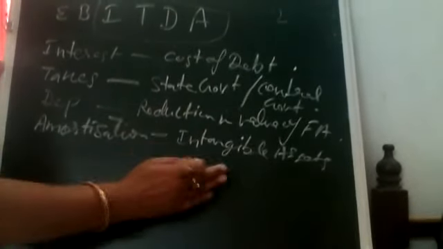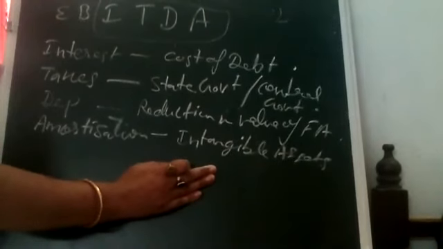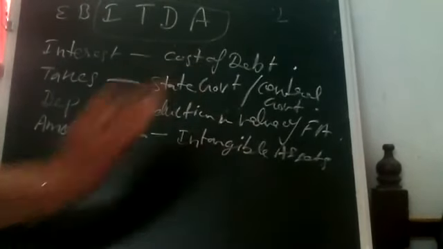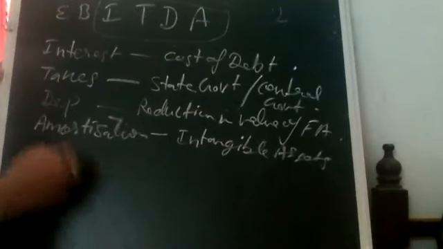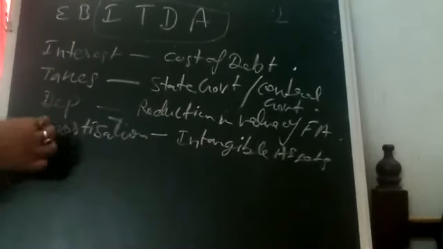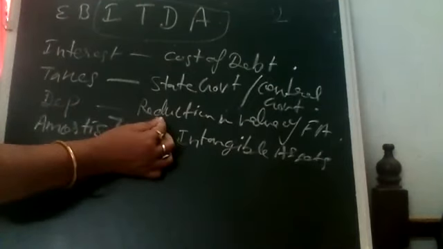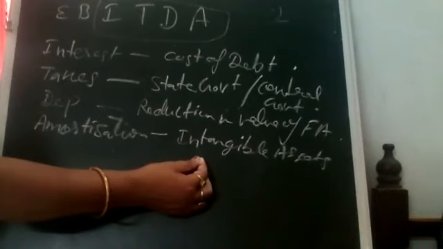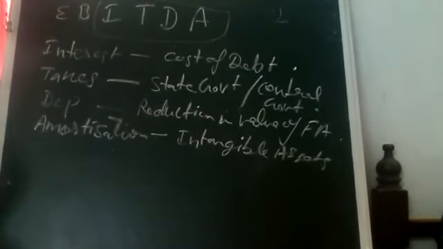So copyright, intellectual properties, intangible assets are also losing their value. This reduction in value is called amortization. These two terms are the same, just the difference is depreciation is charged on tangible assets and amortization is charged on intangible assets. That's the only difference.